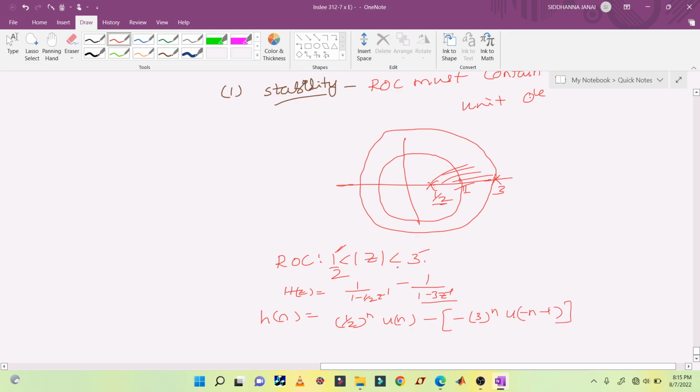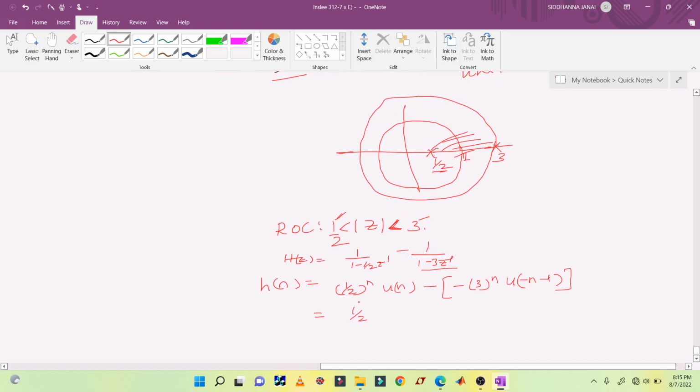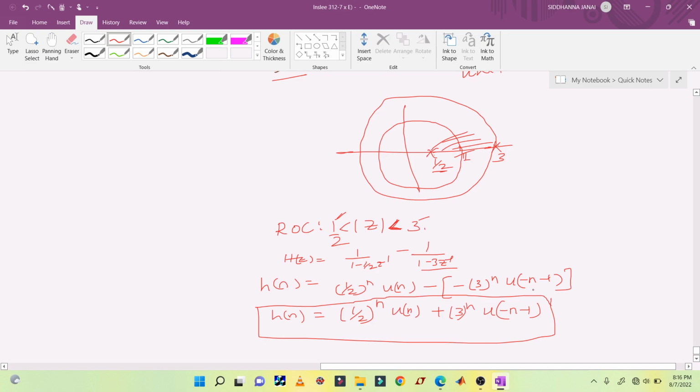Okay, why is this left sided? Because that is less than 3. That is the condition for stability for us. So we need to now write it as 1 by 2 to the power n u of n, minus of minus will be plus 3 to the power n u of minus n minus 1. This is the impulse response of the stable system. So we want our system to be stable; this is the impulse response we need to have, with the ROC Z greater than 1 by 2, whereas Z should be less than 3.